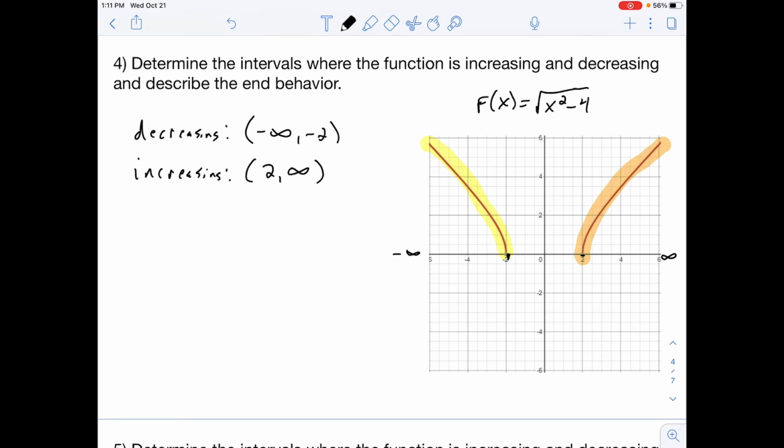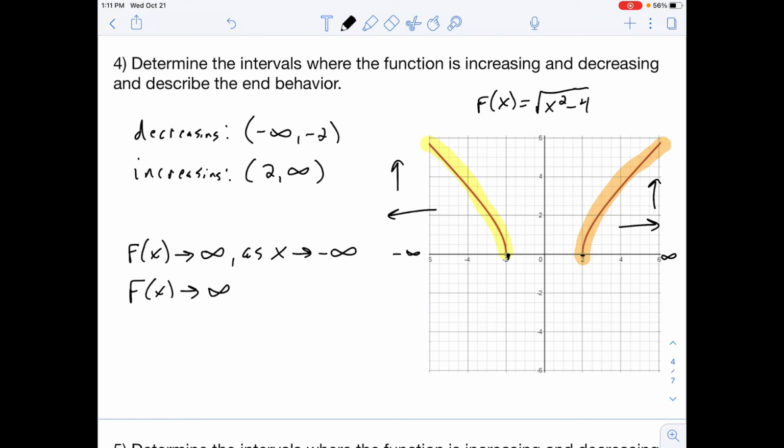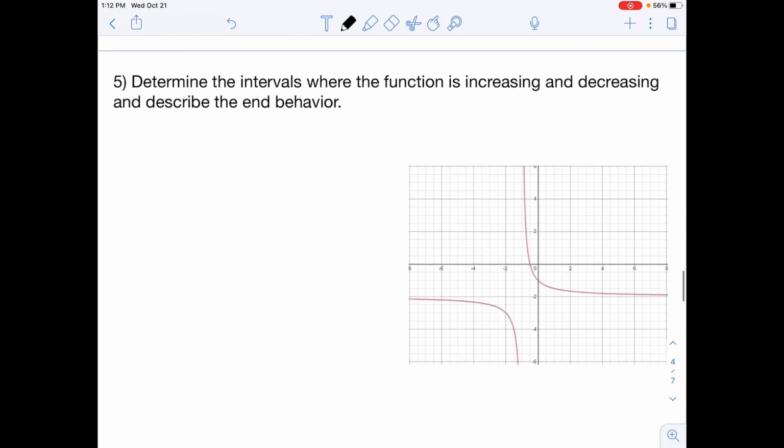Now let's talk about end behavior. I think hopefully we're getting this. So as we go to the left, the function's going up, and as we go to the right, the function is going up. So f of x approaches positive infinity as x goes to negative infinity to the left, and then f of x goes to positive infinity as x goes to the right. So that is the end behavior. Let's try to get one more in here.